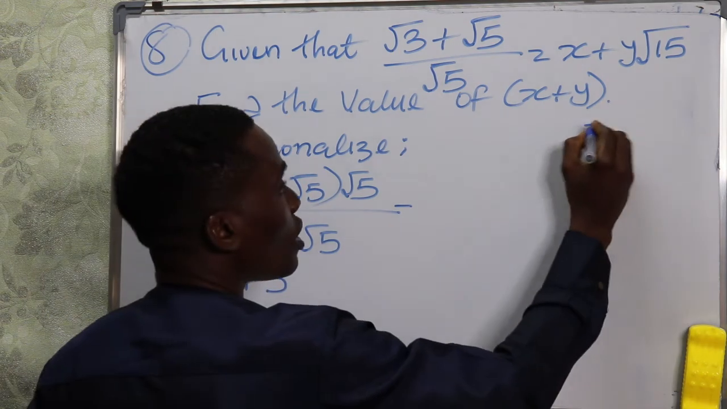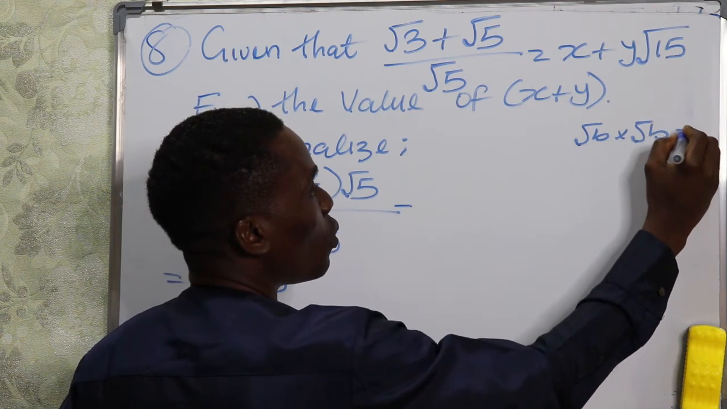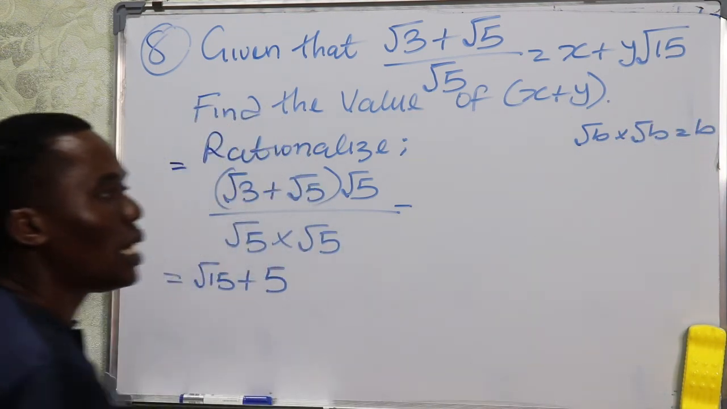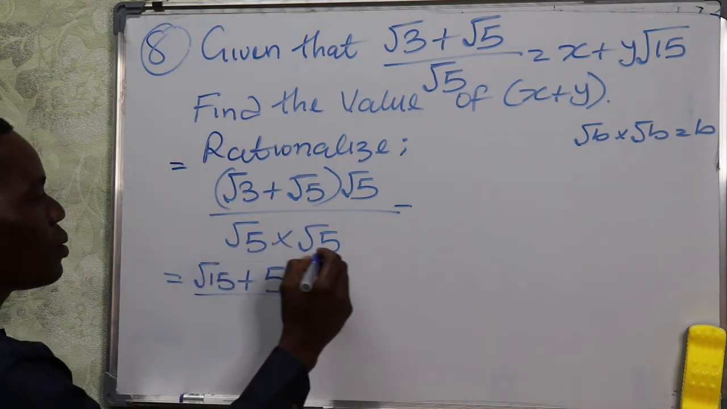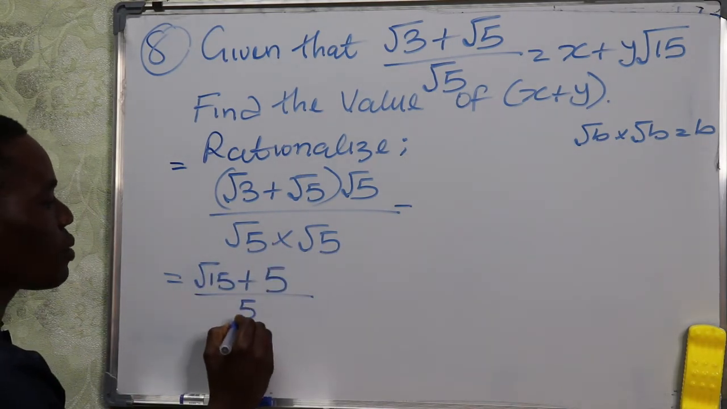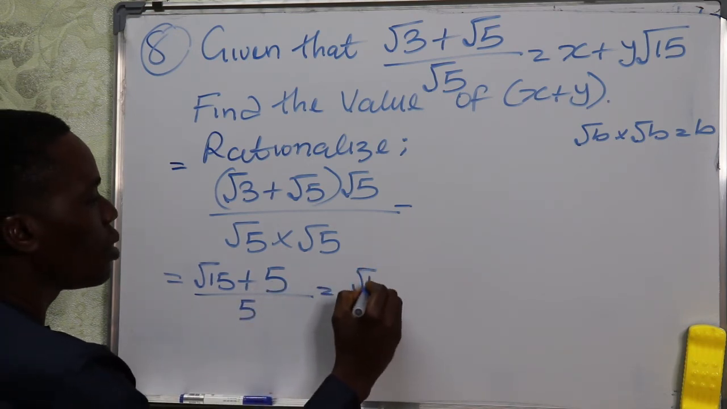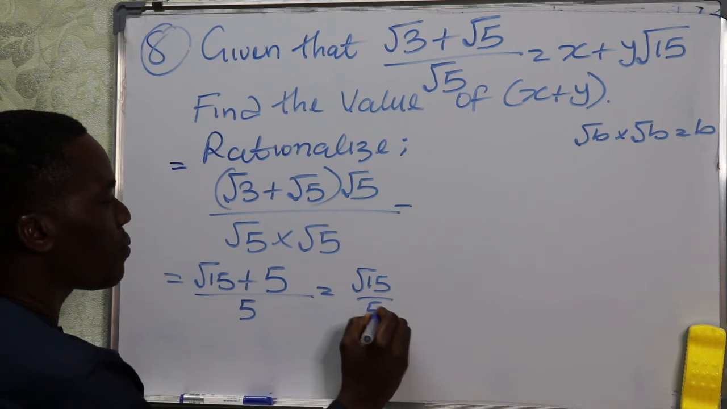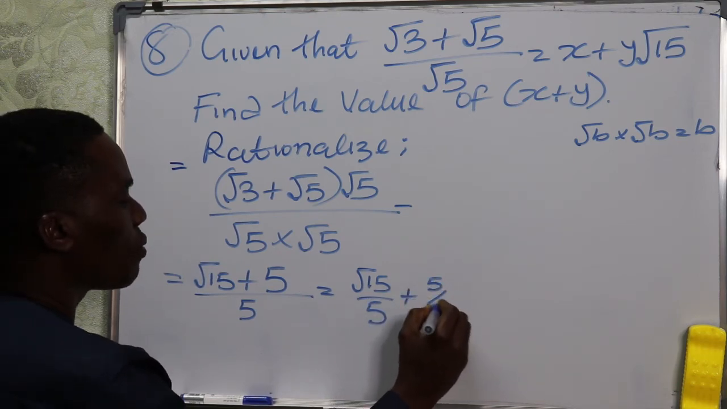Why? Because in surds, root b times root b will give you b. That is the rule in surds. So this will give you all over 5. Root 5 times root 5 will give us 5. So this value will now give us simply root 15 divided by 5 plus 5 divided by 5.